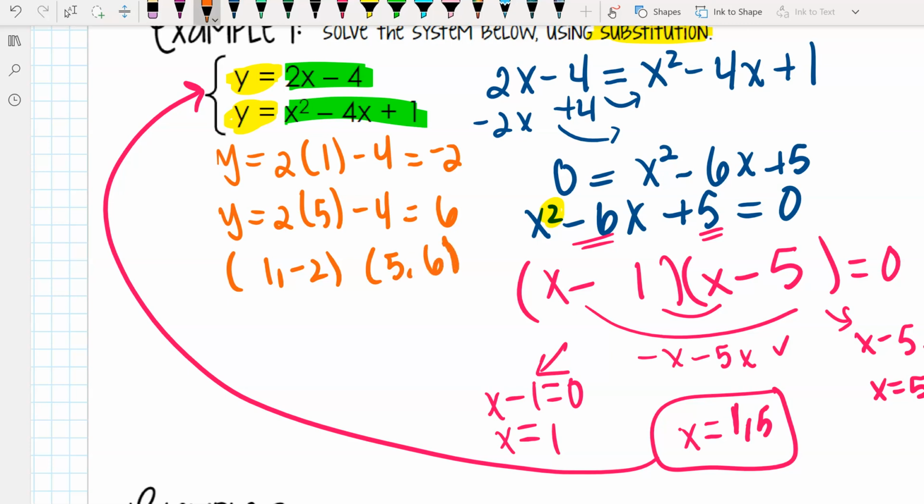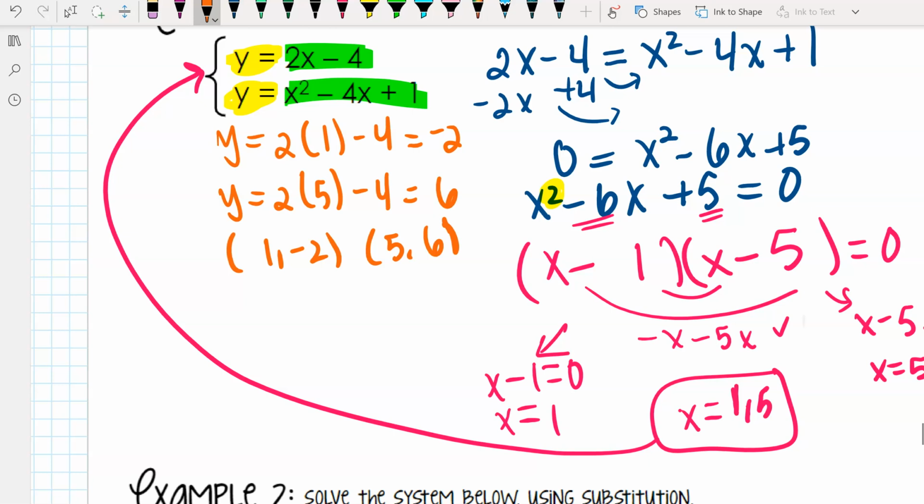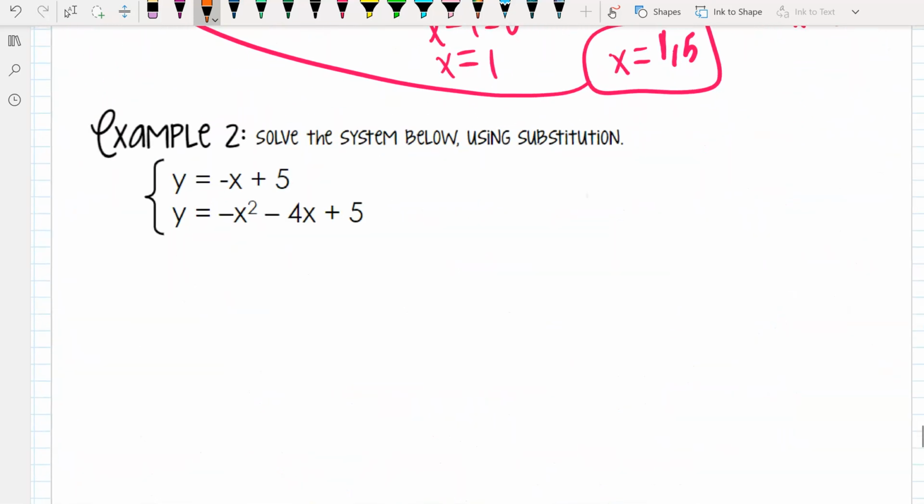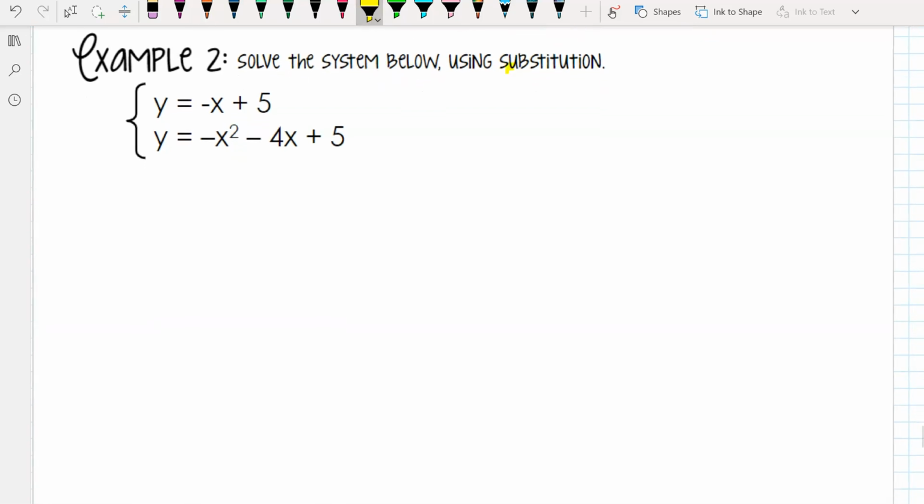And we can always graph these. I mean, one of the steps is graphing, so you're going to see how that works. But that's how substitution works. It's pretty straightforward. So we're going to do it again. Okay. So again, example 2, we're going to solve by substitution. Okay. We have y equals and a y equals. So again, we can follow the same pattern we just did.